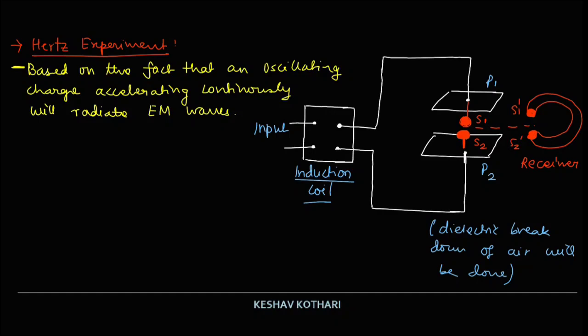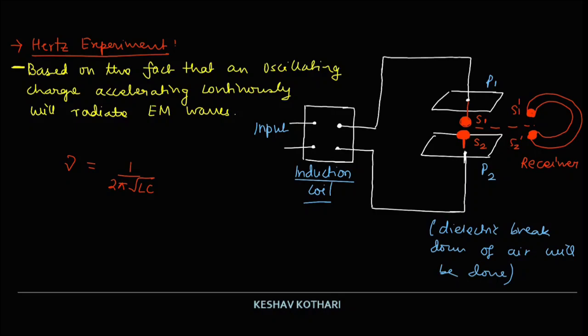When a high voltage is applied across the metallic plates which are acting like a capacitor, these plates will get discharged by sparking across the narrow gap. That is, the dielectric breakdown of air will occur, and the spark will give rise to oscillation, which in turn will send out electromagnetic waves. The frequency of this electromagnetic wave is equal to the frequency of LC oscillation, which is 1 by 2 pi root over LC.